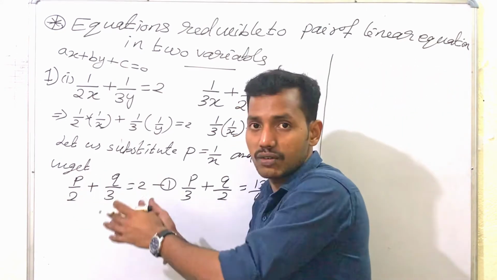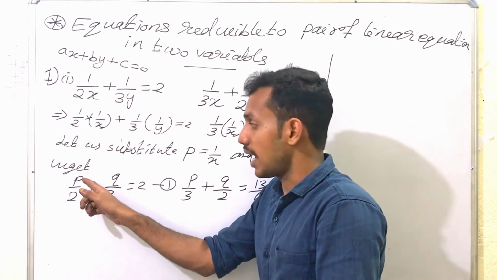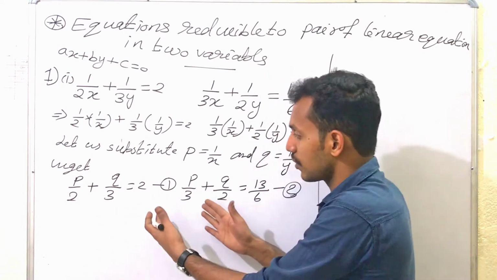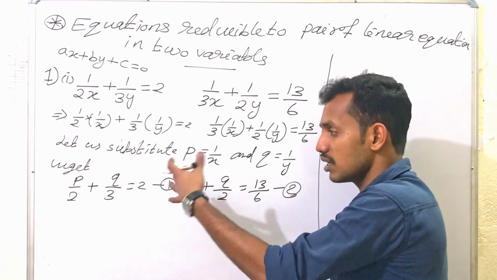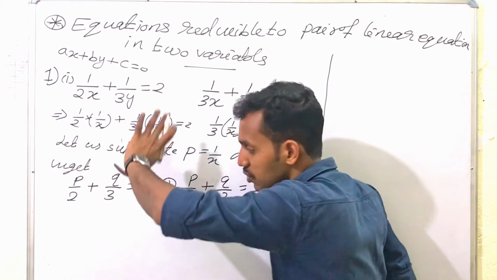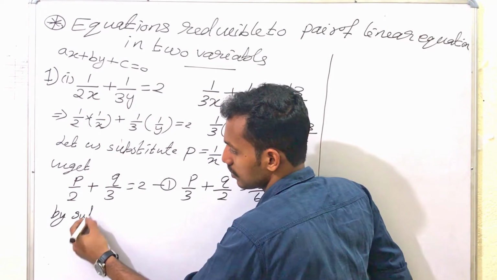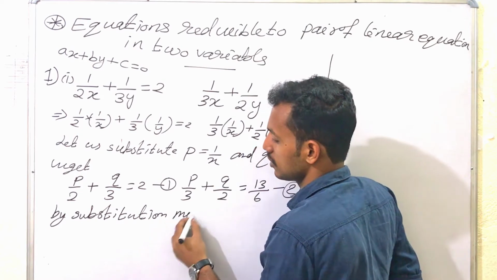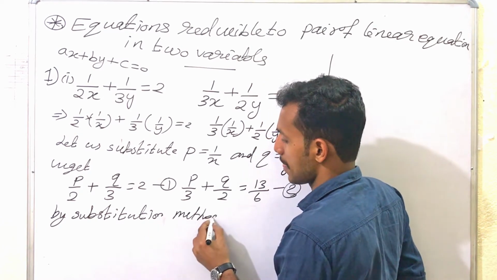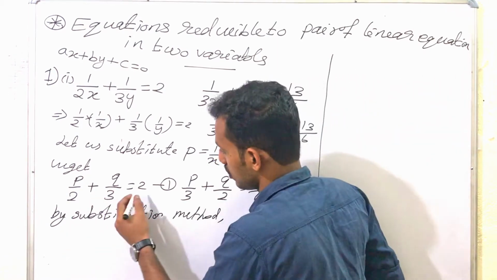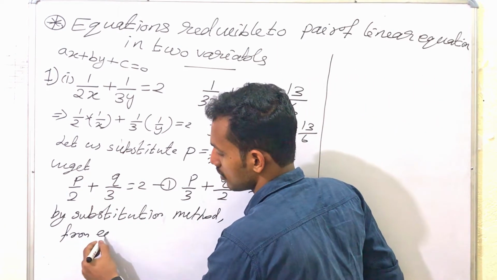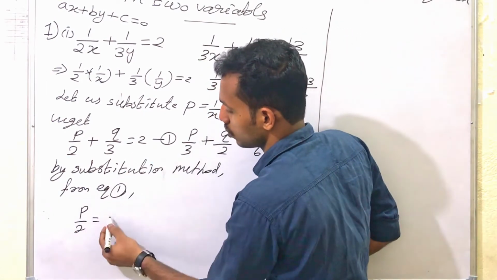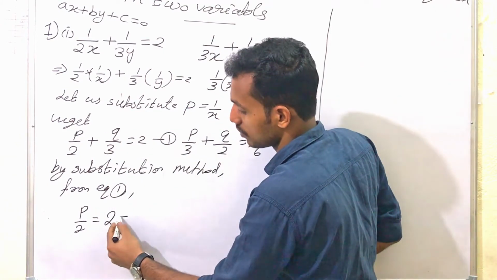Now these two equations are in linear form because the exponent of P and Q is 1 now. Okay, with fractions we can either eliminate the fraction or work without eliminating it. So here we can use the elimination method or the substitution method. Here I am going to use the substitution method. So by the substitution method, what will we get? From equation 1, I am going to write P by 2 is equal to 2, and this Q by 3 I am going to take to the right side, it will be minus Q by 3.